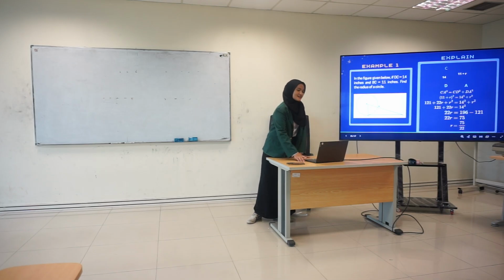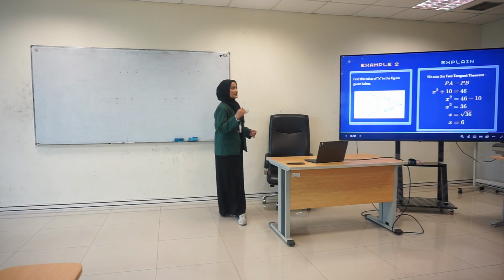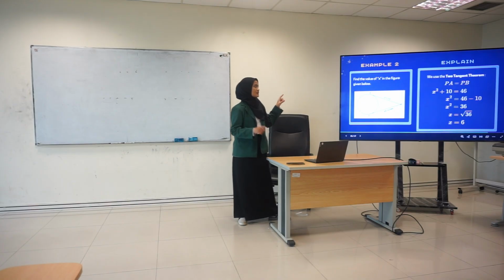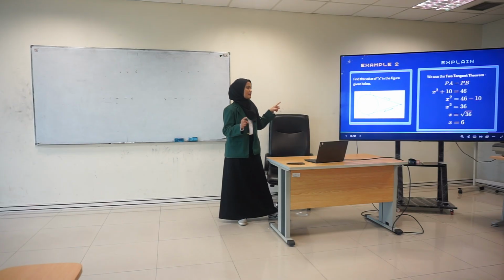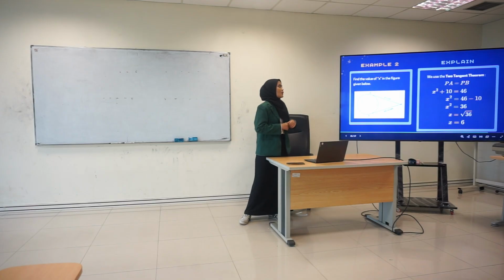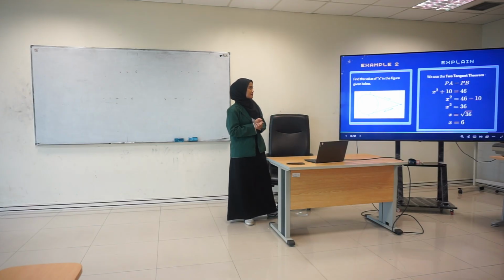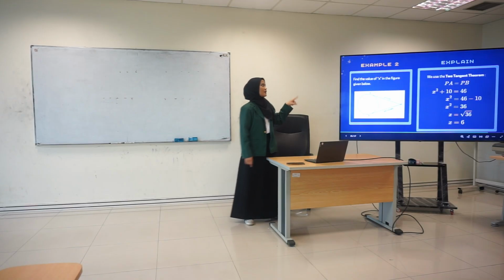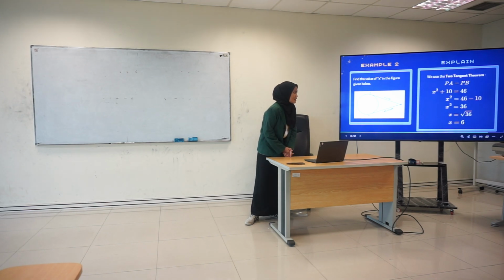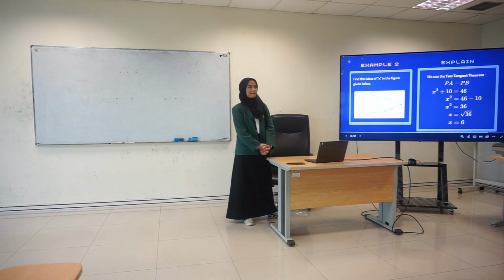Next. For example 2, we use the two tangent theorem because in this case we have two tangents, line PA and line PB, right? Line PA is x squared plus 10 and line PB is 46. We use the two tangent theorem, and from this problem, we have to find the value of x. So the length of PA is x squared plus 10 and PB is 46.